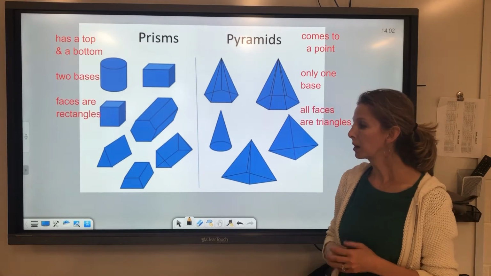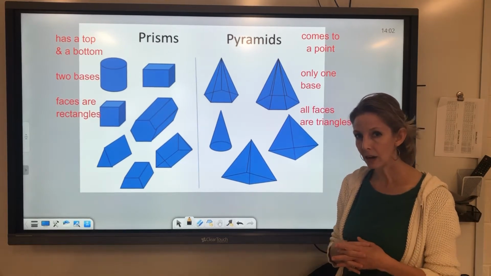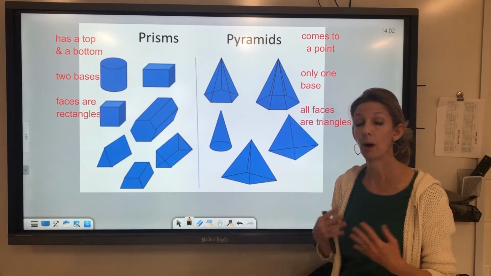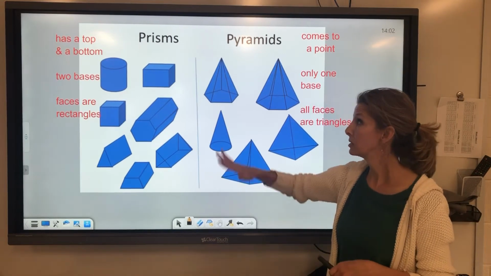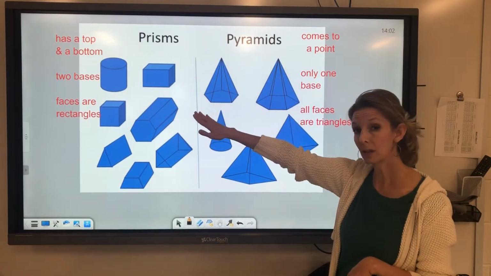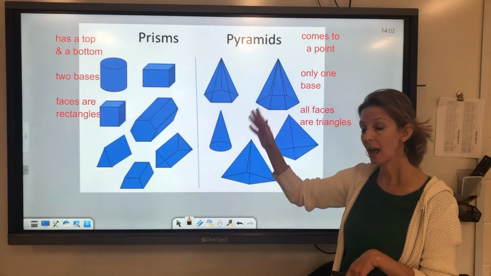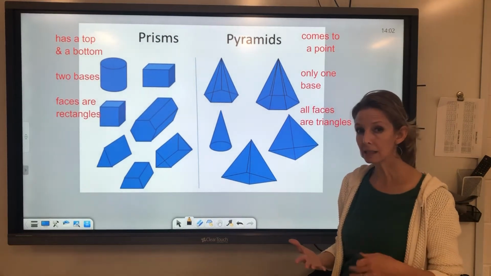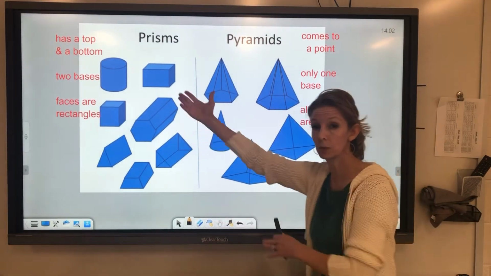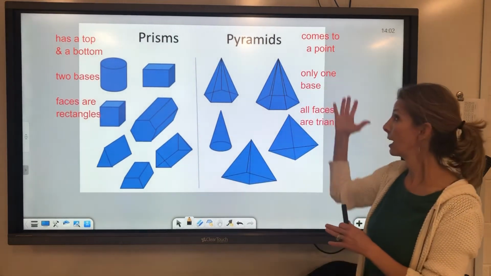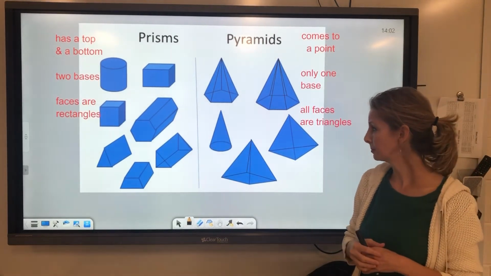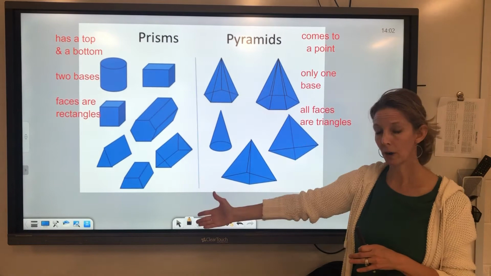So when we are talking about nets and surface area, it's really important that we understand the proper names for certain shapes. So today we're going to focus on prisms versus pyramids. And there are a few very easy ways to tell the difference between prisms, which we see over here, and pyramids. So let's start talking with our prisms.